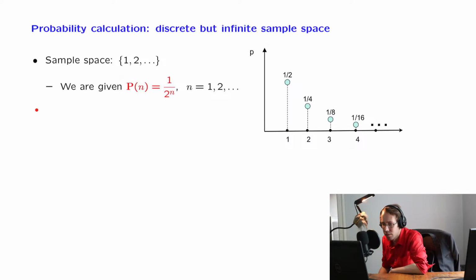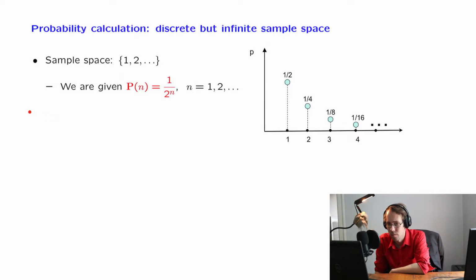So the check: the sum over all the possible values of n, the sum of all the probabilities that we are given, which is an infinite sum.